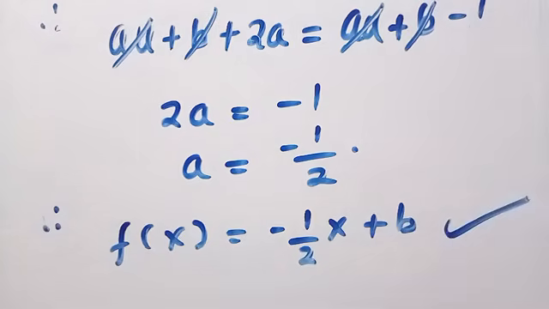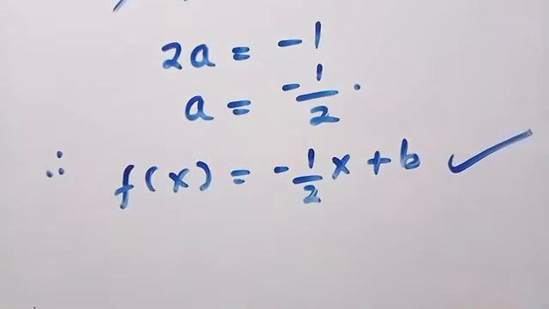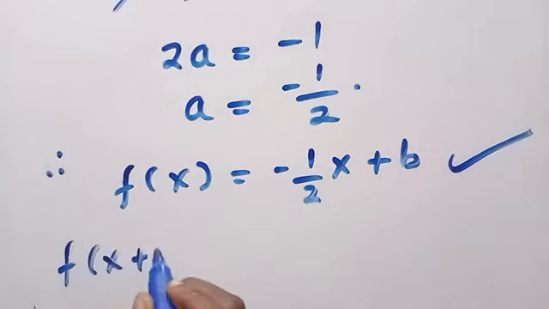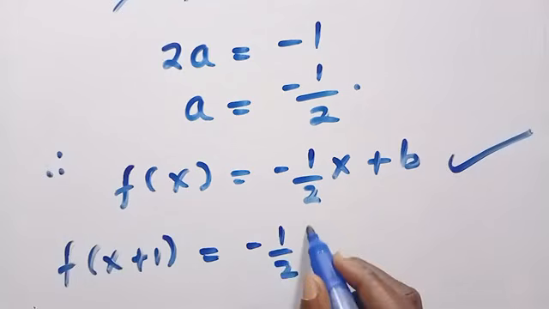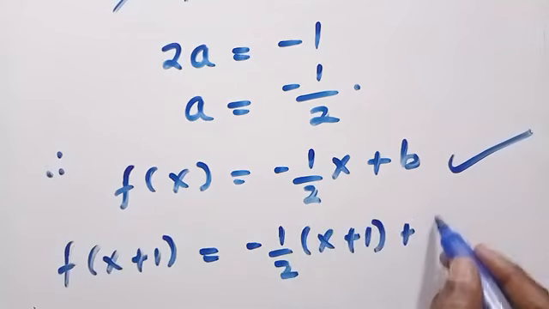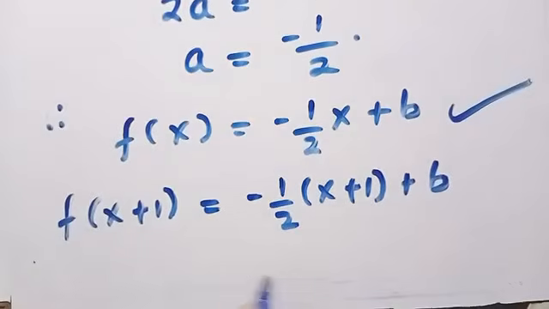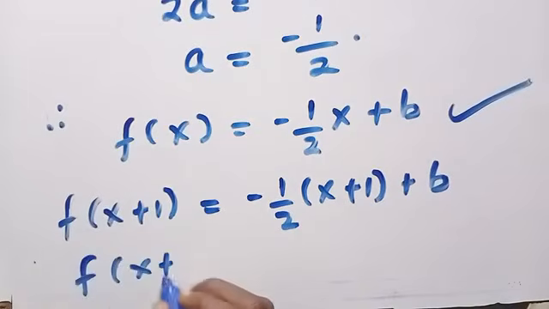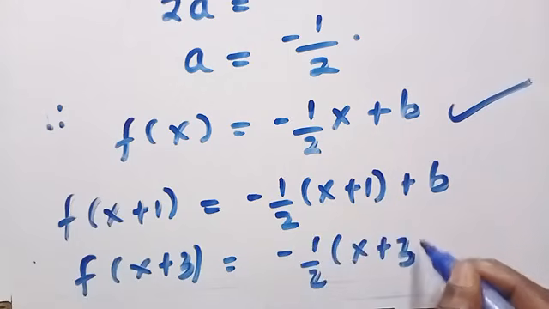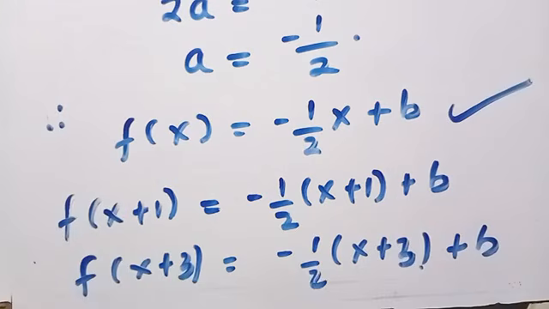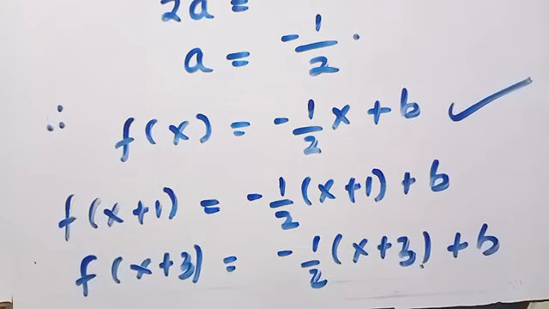But if you want to verify that this equation truly satisfies it, like the left hand side and the right hand side are equal, what we just do is, for the first one, which is f of x plus 1, we substitute it here, and we have minus 1 over 2 into bracket of x plus 1, plus b. And also we have f of x plus 3, which also equals minus 1 over 2 into bracket of x plus 3, plus b. And when we equate this together, they will cancel and we only have 1.